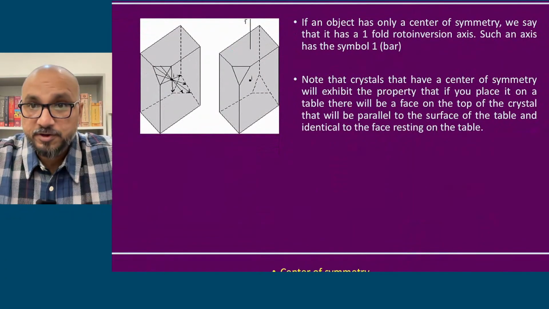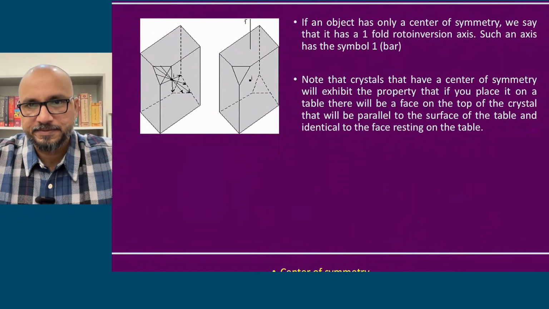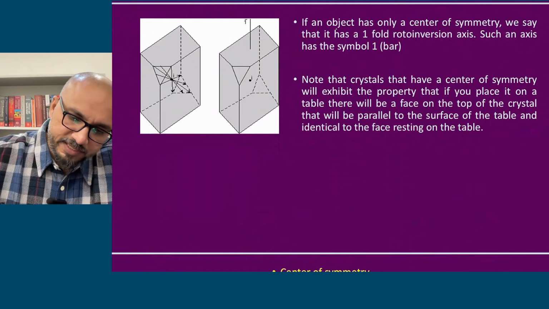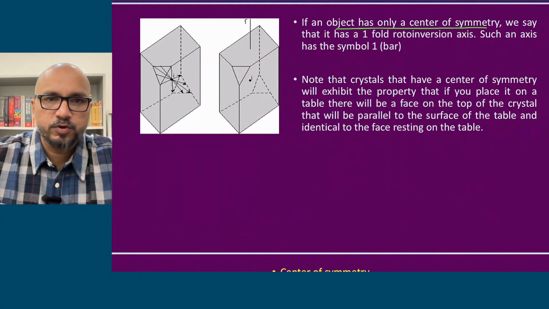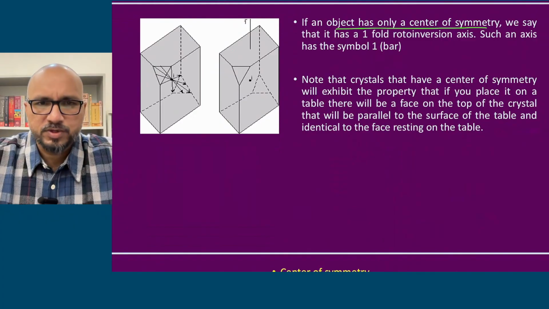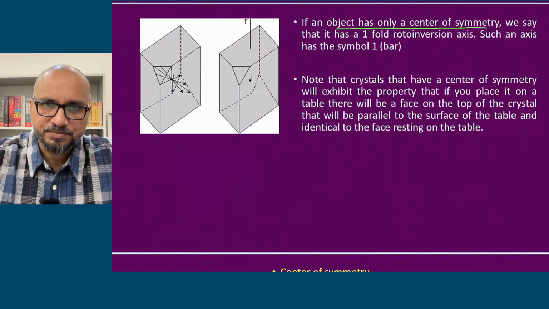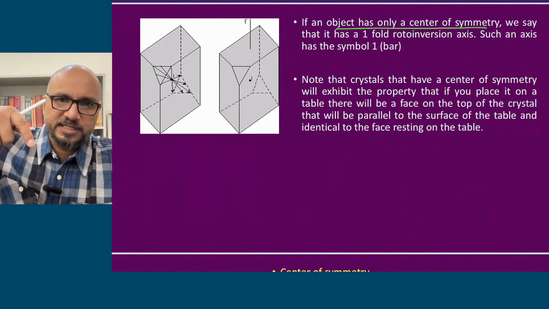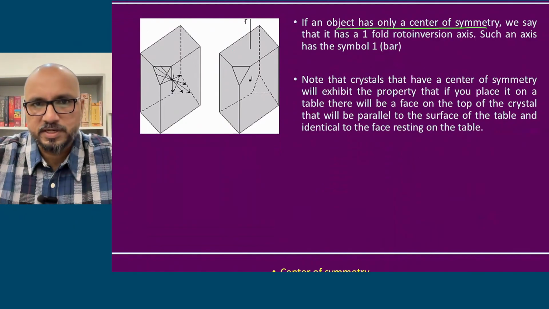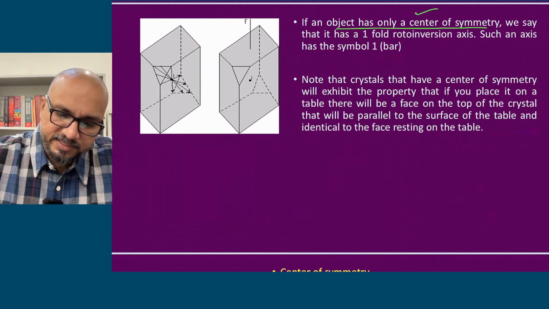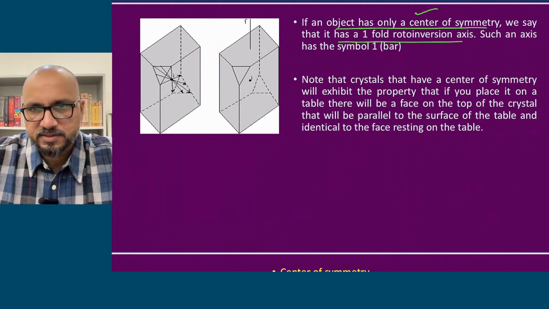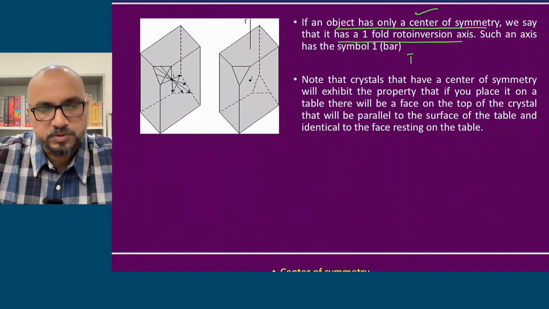Now, if an object has only a center of symmetry, यानी वन फोल्ड रोटो इन्वर्जन एक्सिस है. One fold roto inversion axis means it does not have a center of symmetry, यानी टू फोल्ड रोटेशन एक्सिस और मोर हम लोग कंसिडर करते हैं, राइट. So if an object has only one center of symmetry, we say that it has one fold roto inversion axis and one bar से हम लोग उसको represent करते हैं.